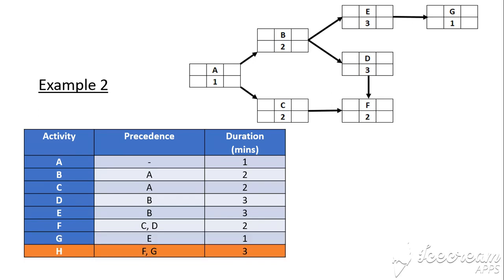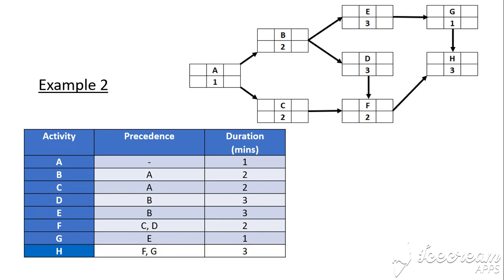And finally, activity H requires activities F and G to be completed beforehand. So we need a node coming off F and G, and activity H requires 3 minutes to complete. So this here is our network diagram for this example, for this precedence table. Now your network diagram may look slightly different as long as your nodes and precedences all match up to the corresponding table.